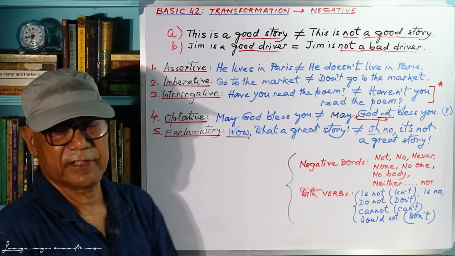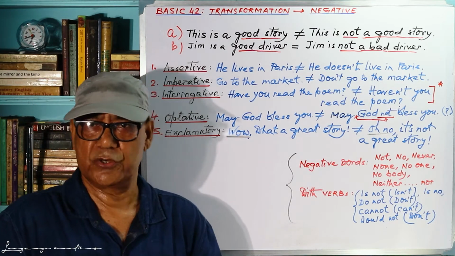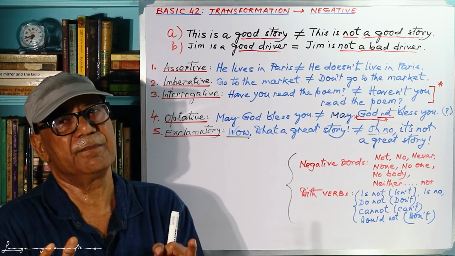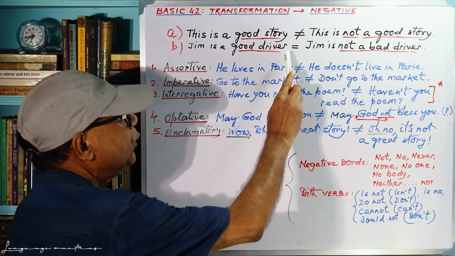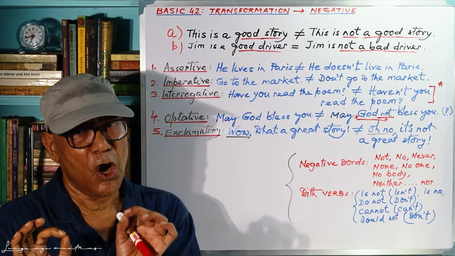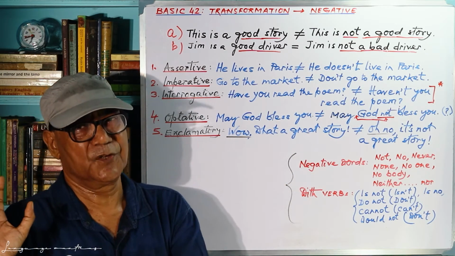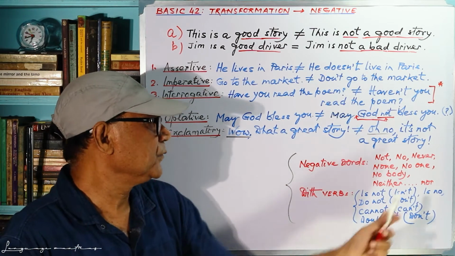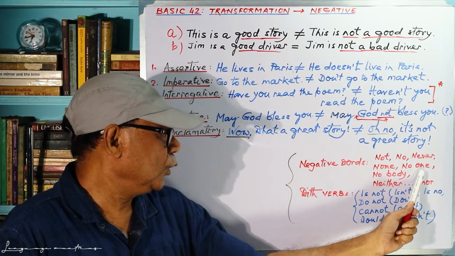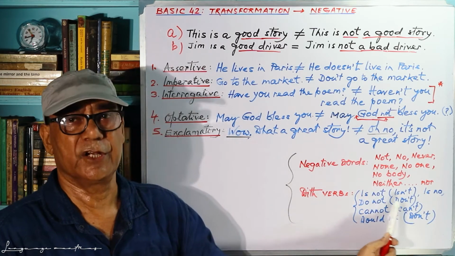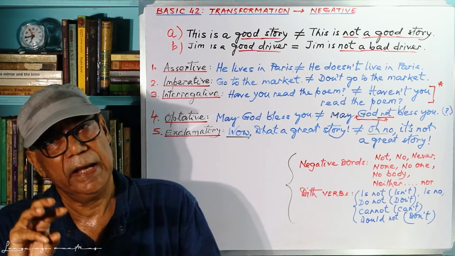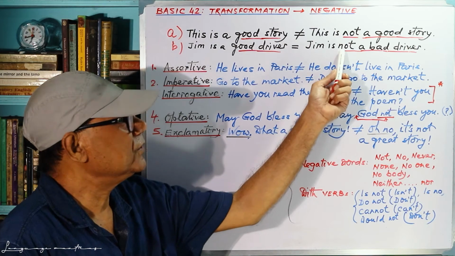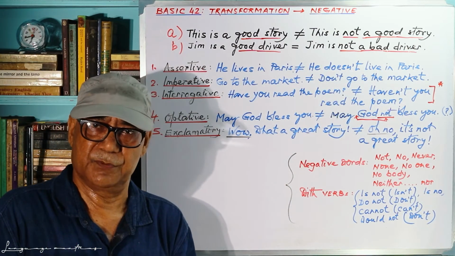Jimmy is a good driver. Well, Jimmy is a good driver. So as a driver, he has certain quality that makes him a good driver. It is equal to "Jimmy is not a bad driver." So normally we use these words: not, no, never, none, no one, nobody, neither, nor, to make our sentence negative. But here you see, "not" is here, and this is a negative sentence.